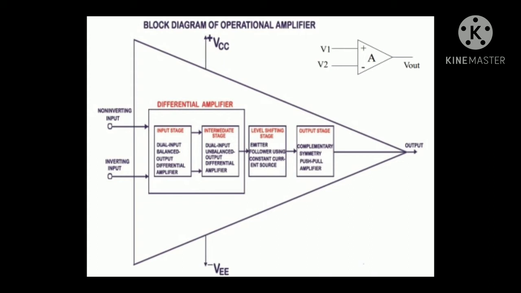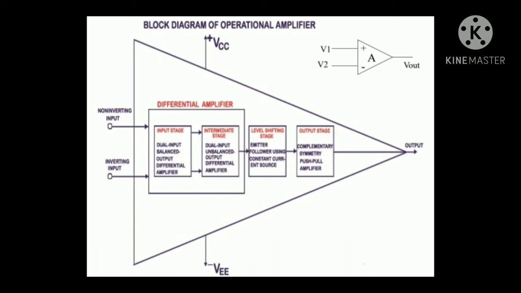Then the second stage, which is also called the intermediate stage, is also a differential amplifier. This is a dual input unbalanced output differential amplifier. It is unbalanced because it has only one output terminal. Both of these differential amplifiers basically give almost all of the magnification or amplification.